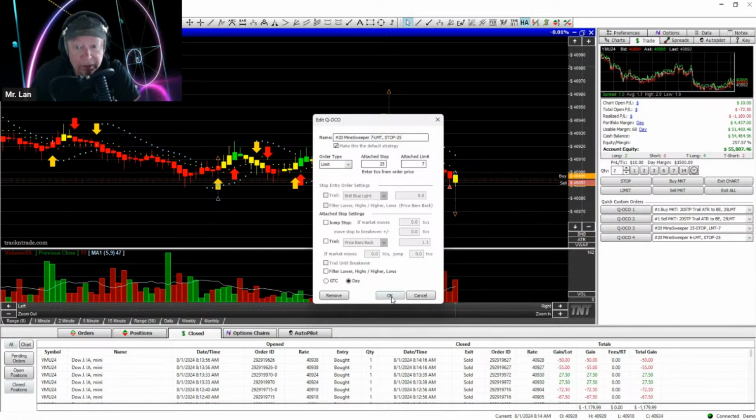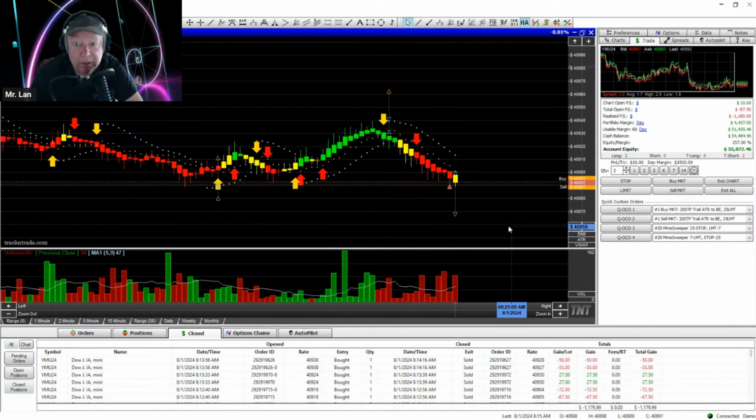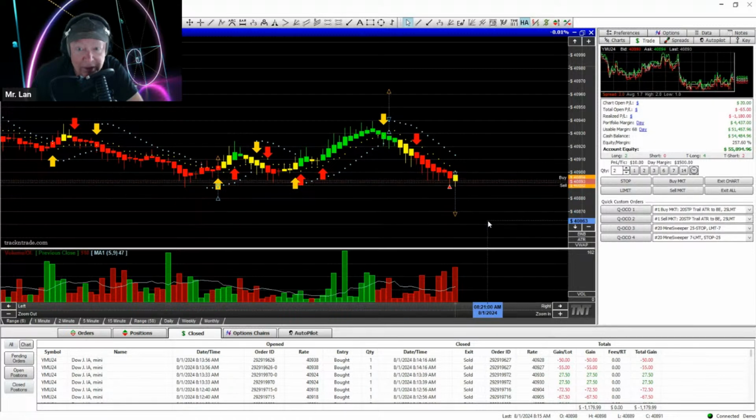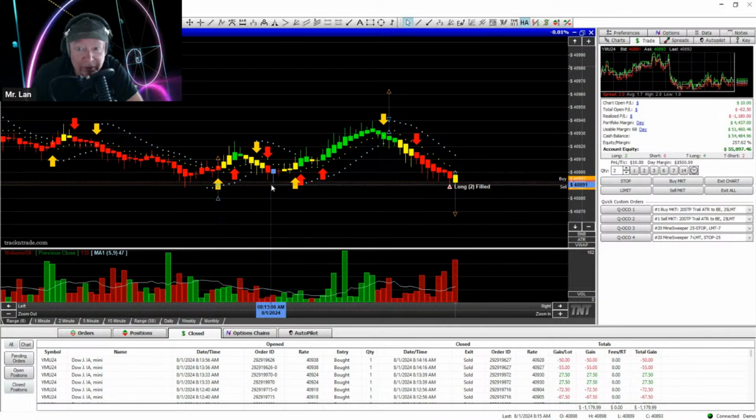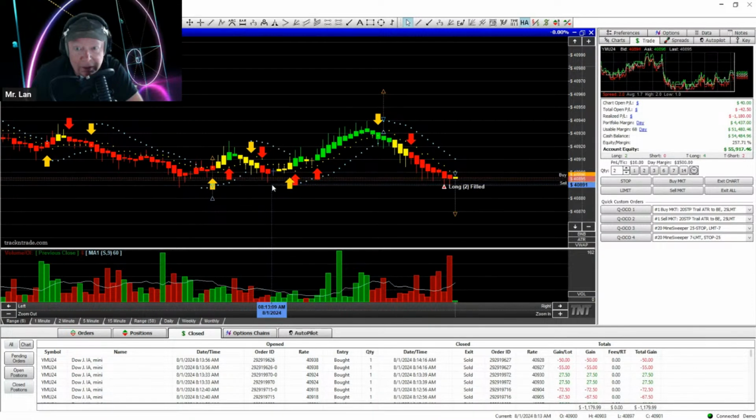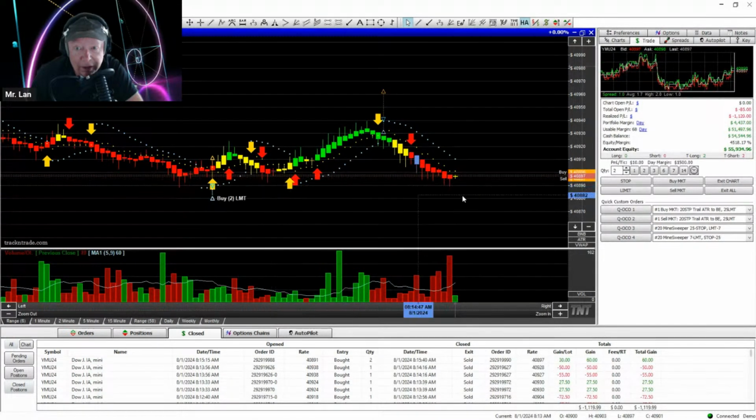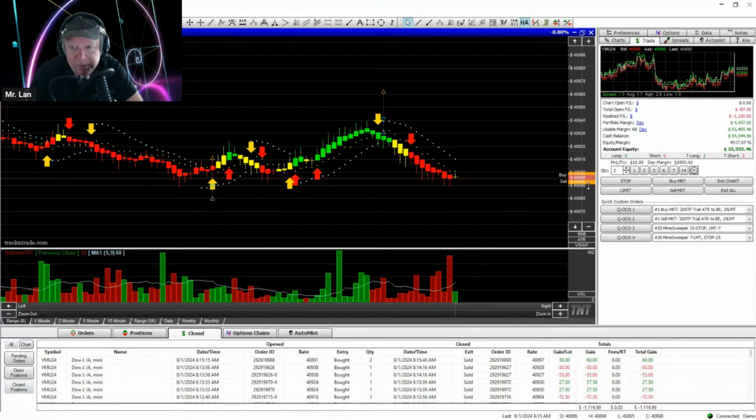Okay. All right, that's pull back. So we've got to pull back on that one. 6 ticks to get us against that previous low right there. That is that one right there. Okay, that got us a couple bucks.